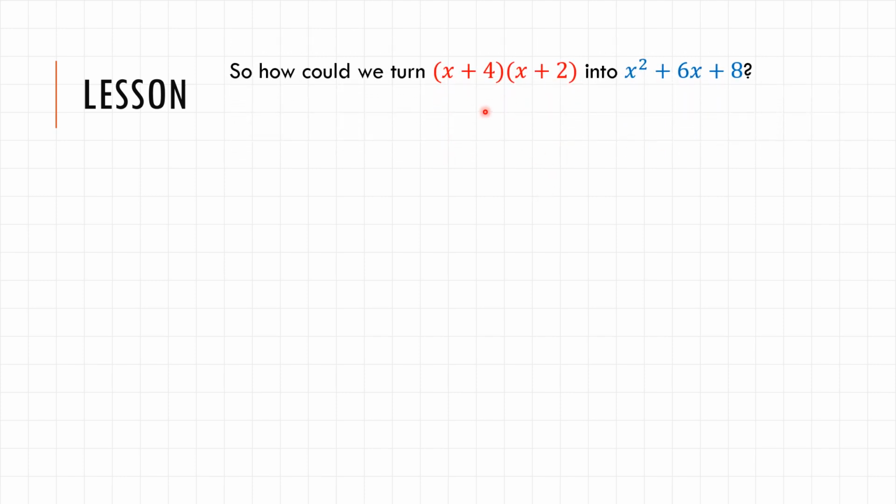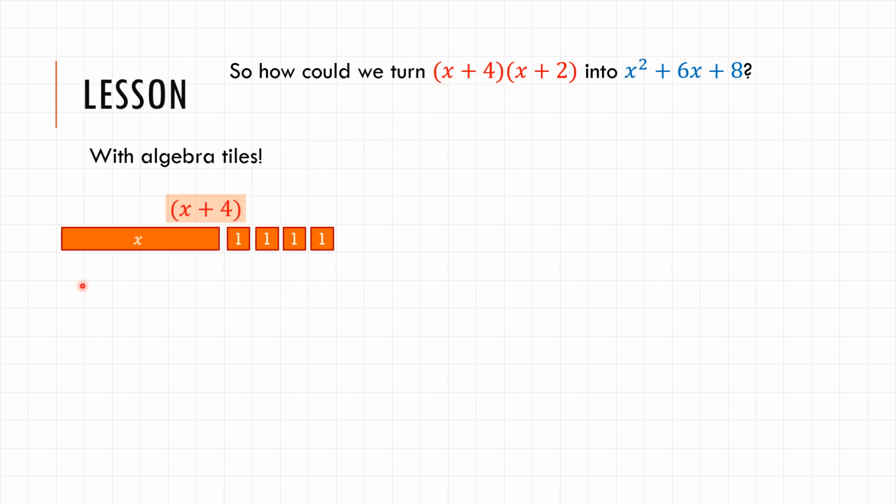So the first way I'm going to take a look at doing this is going back to that minds-on activity with algebra tiles. If I have two things being multiplied, remember that's the same thing as drawing a rectangle. One is the length, one is the width. So for example, let's say that this x plus 4 is the width. Here's an x tile with 4 ones. And this x plus 2, that right there is our length. So we have x and then 1 and 1 here.